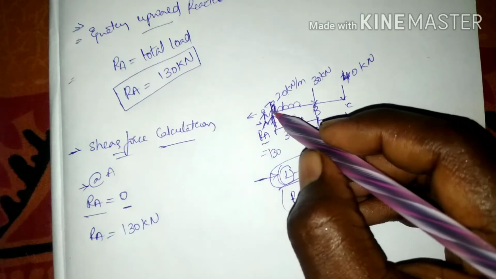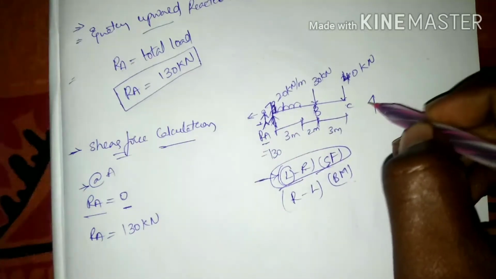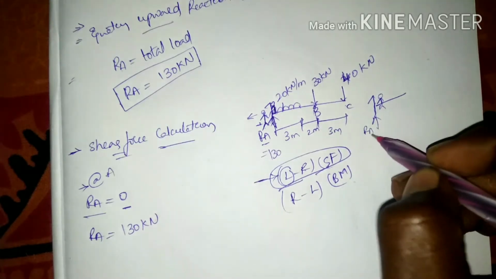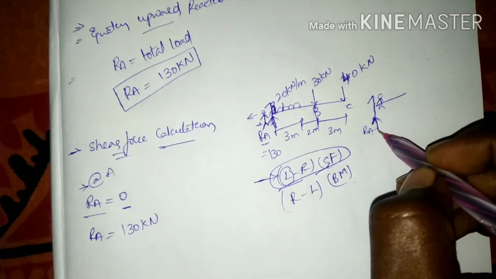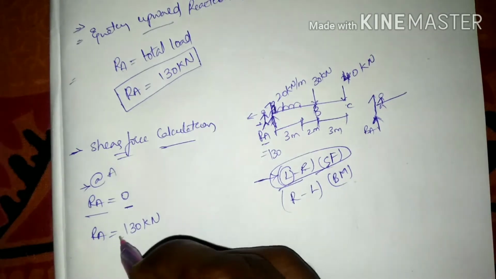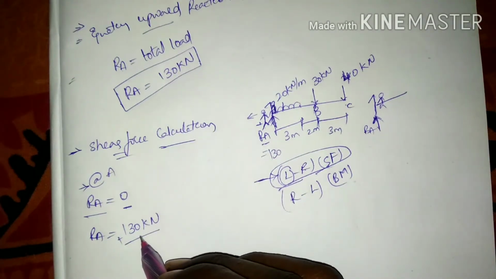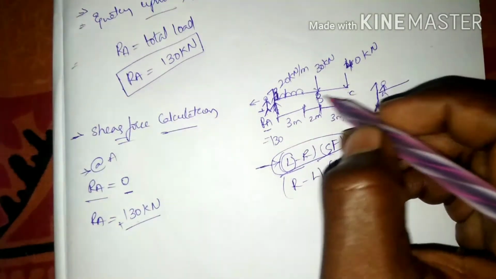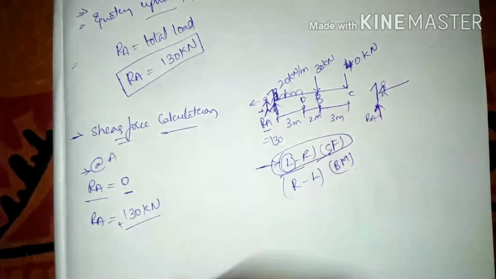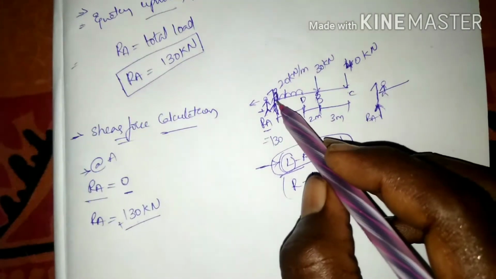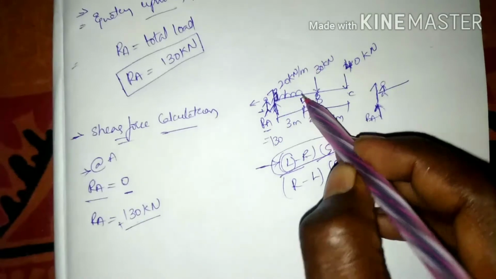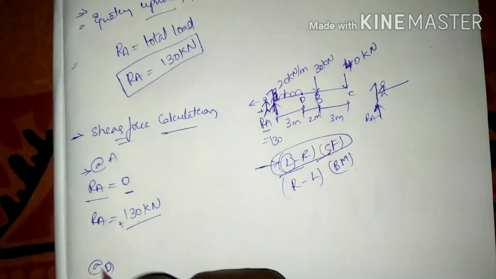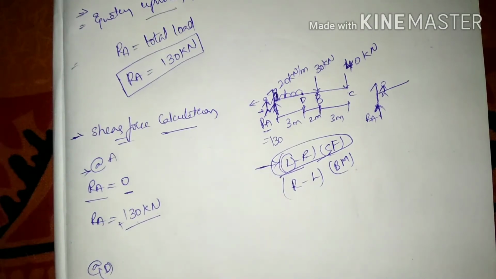When you stand just to the right of the A reaction, you are going to find RA in the upward direction, that is positive, 130 kilonewtons. While going on, let us consider this point as D. Let us go on to point D. Here at D, the shear force calculation.